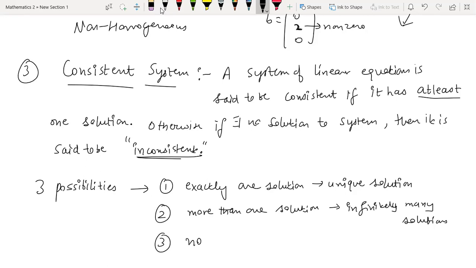Third possibility is no solution. So in the first two cases, our system is consistent, while for the third case, our system is inconsistent. Okay, so these are just the understanding of the terms. Now we will give you some conditions that help you determine whether a given system of equations is consistent or inconsistent. And once those conditions are satisfied, the next task will be to find those solutions.